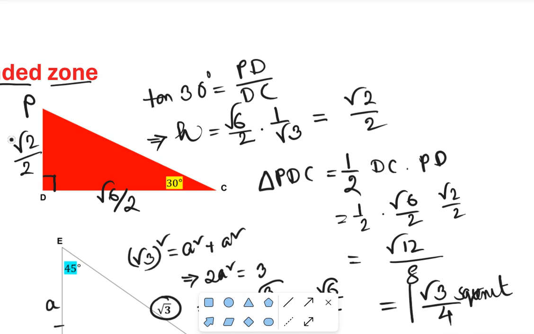So the area of this red shaded zone is root 3 by 4 square unit.